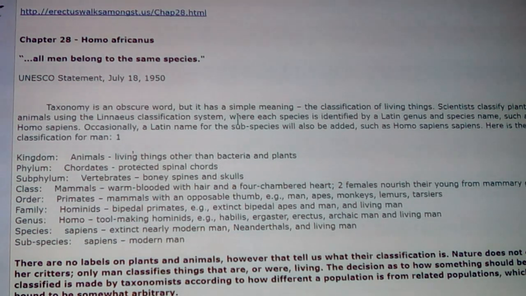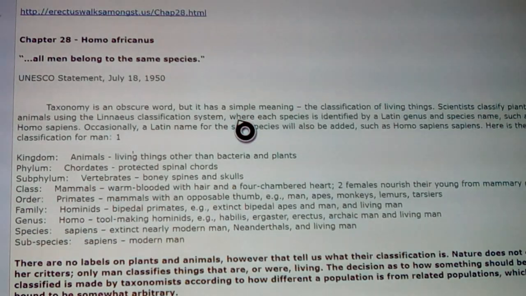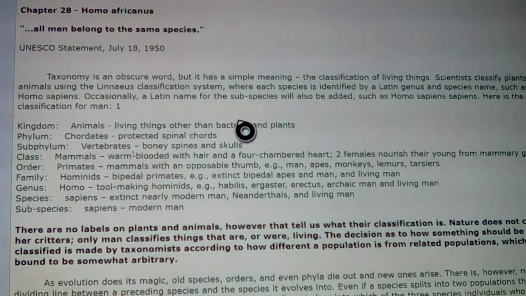This Linnaeus classification system, where each species is identified by a Latin genus and species name, such as Homo sapiens, occasionally a Latin name for the subspecies will also be added, such as Homo sapiens sapiens, which seems extremely odd. You never see that anywhere else, and we're going to talk about the differences of the way that men are being treated, or humanity, women, and all that, and every little letter in the rainbow you can put onto it.